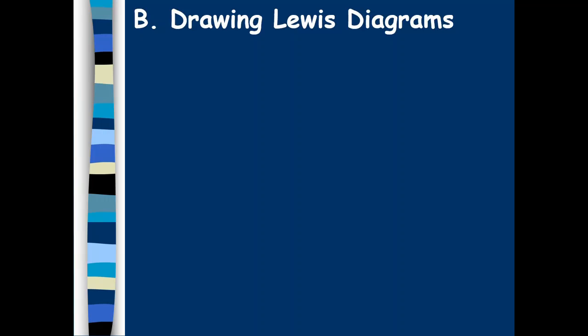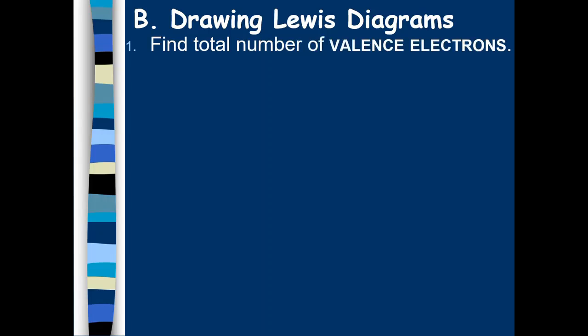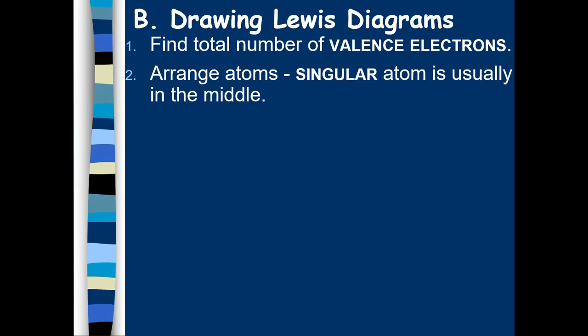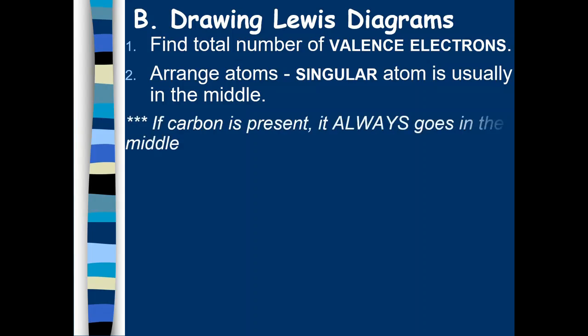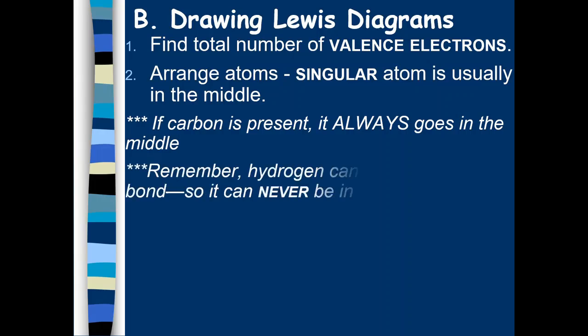Here are the steps to draw Lewis diagrams. Step 1. Find the total number of valence electrons in the molecule. Step 2. Arrange the atoms so that the singular atom is in the middle. If carbon is in the molecule, it always goes in the middle. And hydrogen can only form one bond, so it can never be in the middle.